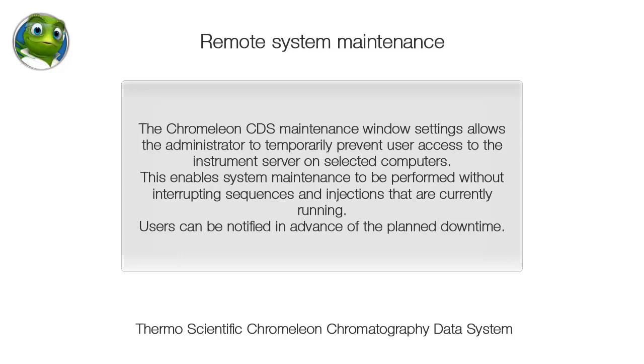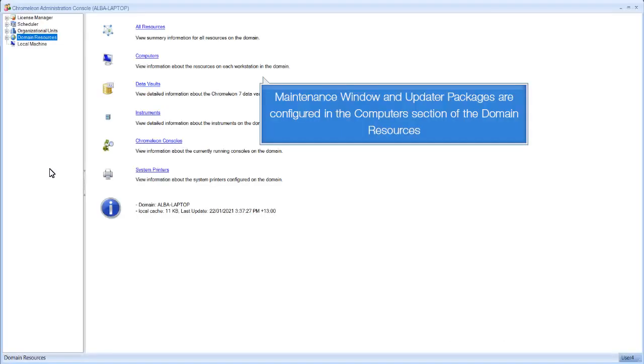The Chromeleon CDS maintenance window settings allows the administrator to temporarily prevent user access to the instrument server on selected computers. This enables system maintenance to be performed without interrupting sequences and injections that are currently running. Users can be notified in advance of the planned downtime. Maintenance window and updater packages are configured in the computers section of the domain resources.